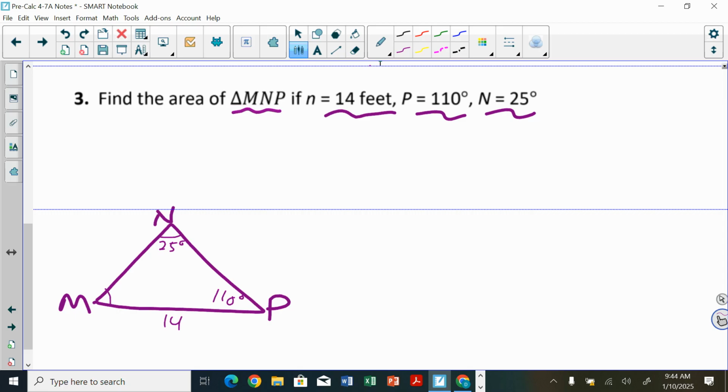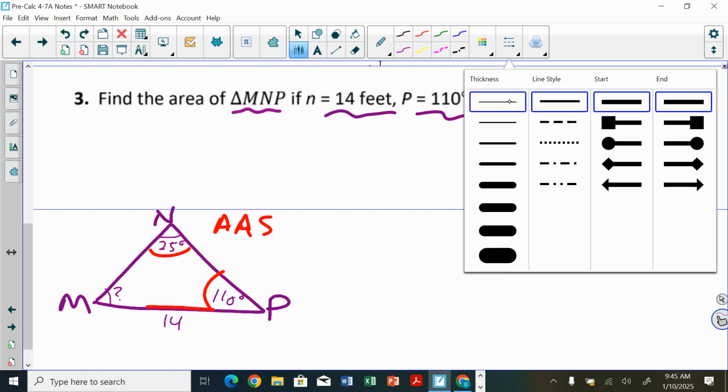We don't know what angle M is right now, but we can figure that out really quick, and it would help us because we need all the angles to use this. Why? Because this one is, what do we have? We have an angle, and we have a side. So this would be the angle, angle, side formula that we're trying to use. Okay?